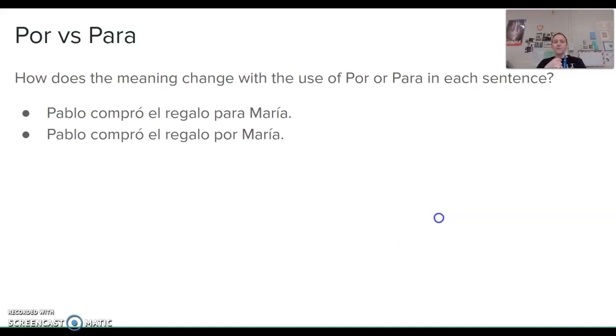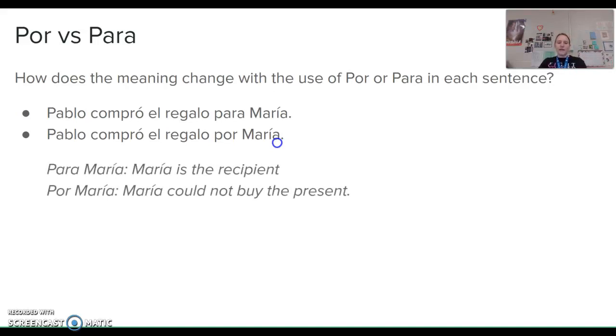So the first one, Pablo bought the gift for Maria, and that translates exactly the same too. Pablo bought the gift for Maria. In this first one, Maria is the recipient of the gift. Okay? So she will be the ultimate owner. In the second one, the por Maria, Pablo bought the gift on behalf of Maria. He bought it for her, but not to give to her. He bought it because she was unable to. Okay? So both correct, but which one you choose depends on what you want to say.